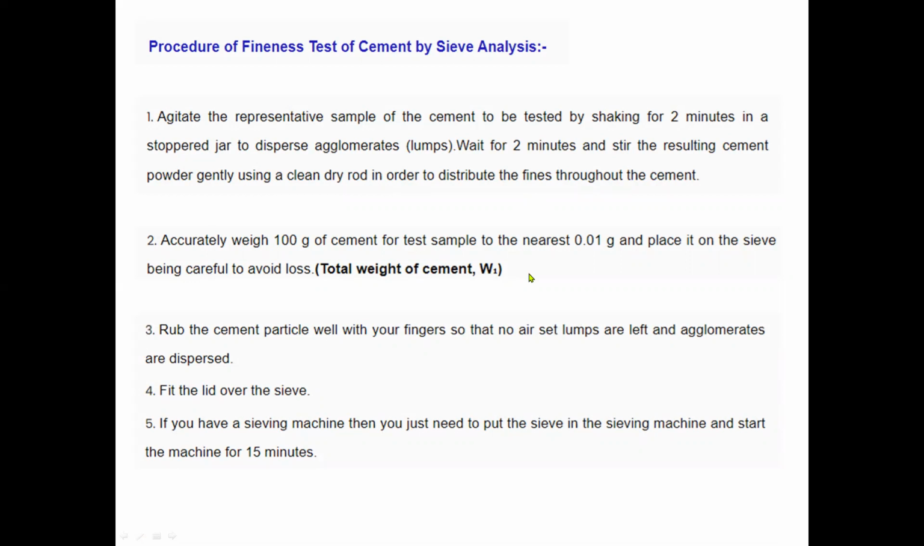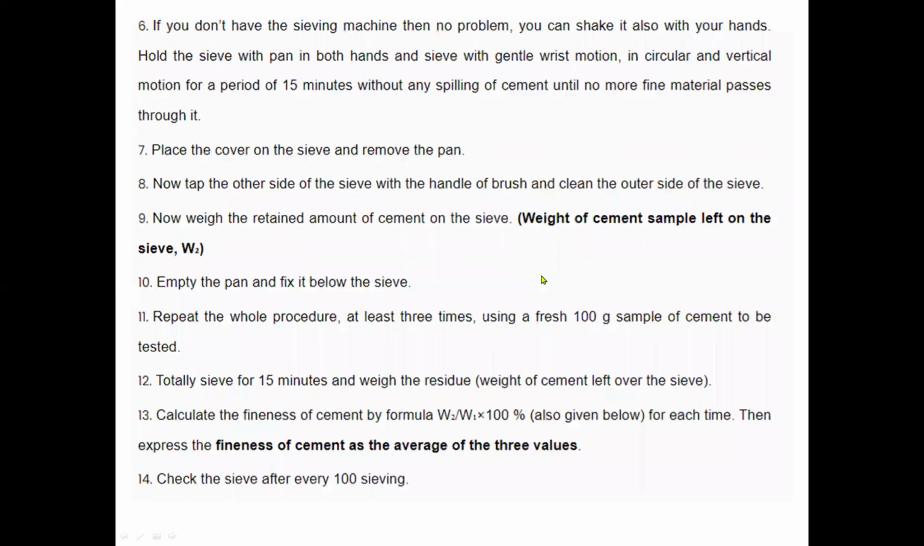If you have a sieving machine, then you just need to put the sieve in the sieving machine and start the machine for 15 minutes. If you don't have the sieving machine, then no problem. You can shake it also with your hands. Hold the sieve with a pan at both ends and sieve with gentle wrist motion in circular and vertical motion for a period of 15 minutes without any spilling of cement, until no more fine material passes through it.